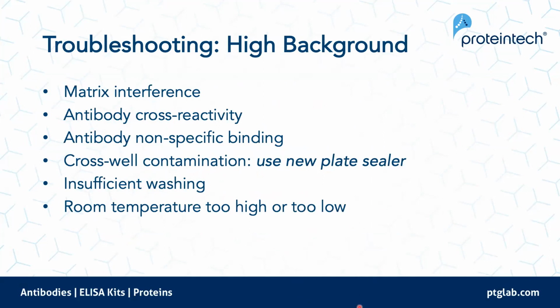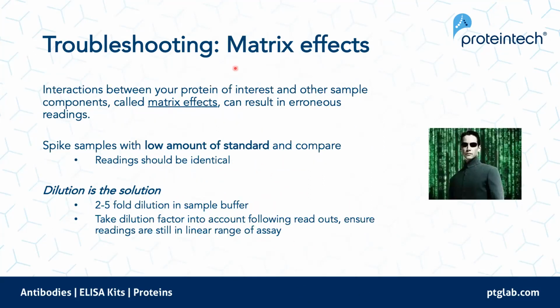I think we've just talked about high background, and now looking at matrix effects. These are what we were talking about when looking at our commercial kit validation by doing spike and recovery and linearity of dilution. As we said before, the matrix, which is essentially everything else in your sample that isn't your protein, can have huge interactions with your antibody binding kinetics with your plate, for example. So pretty much the way that you can get out of this problem, if you think that you have a matrix effect problem, is to dilute your sample in sample buffer, and then not forget to take that factor into account when reading it out.